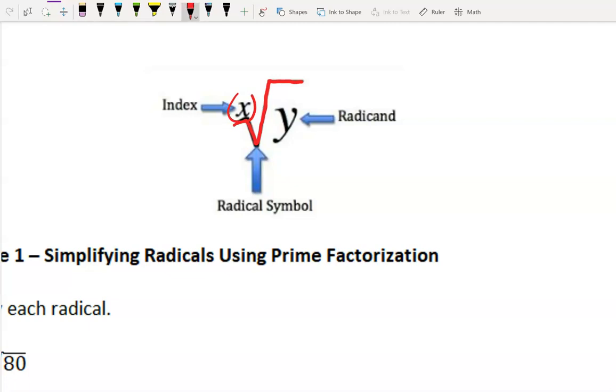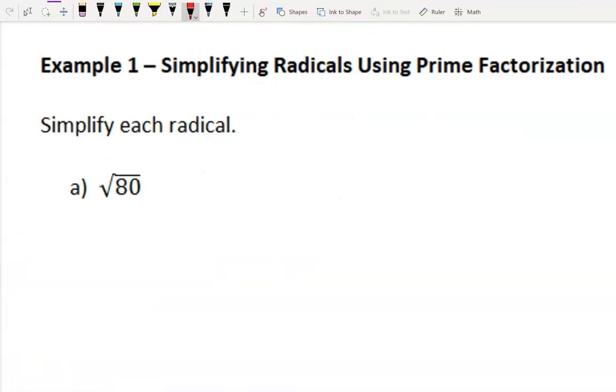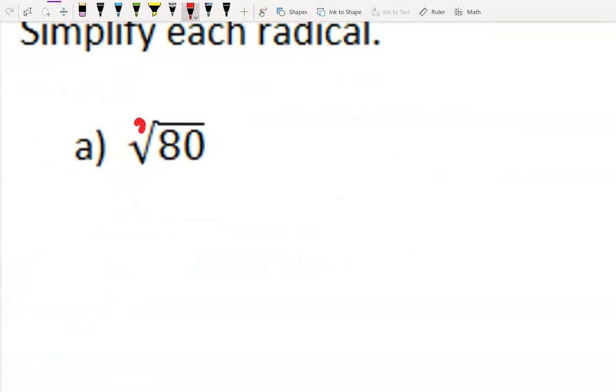If you see nothing there, if you just see the square root, this assumes that there is a 2 there. But you're often going to see something like a 3 or a 4. It can be something different. That's the index. The radicand is what is inside the radical symbol. So, very quickly, if you look at this, this is the square root, and 80 is the radicand.